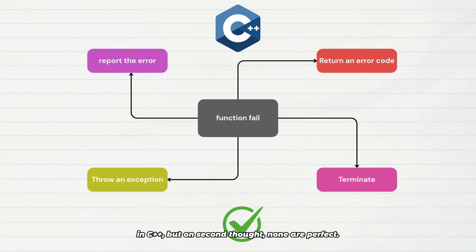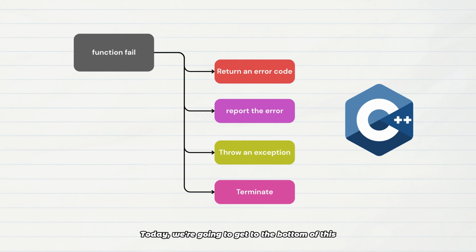But on second thought, none are perfect. Today, we're going to get to the bottom of this confusing issue that plagues countless C++ developers. What pitfalls exist in different error handling methods? And why is C++ error handling still so messy to this day?